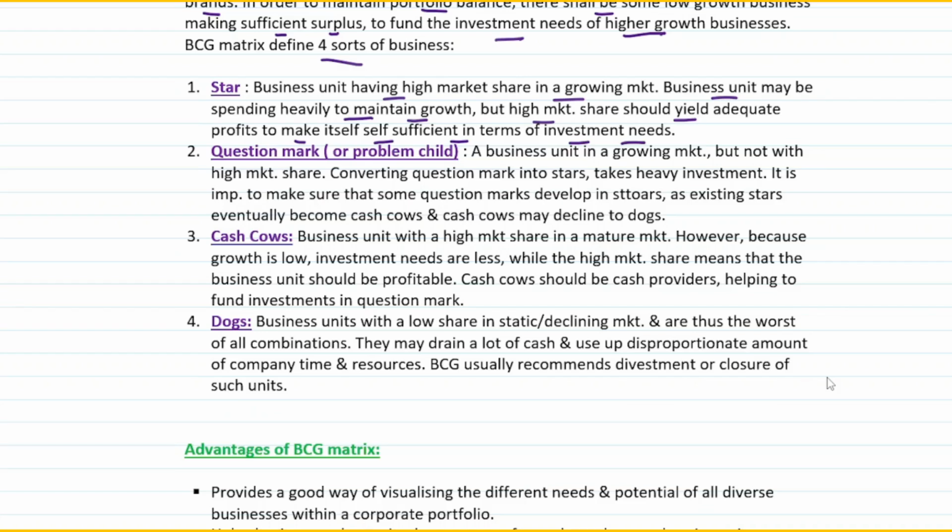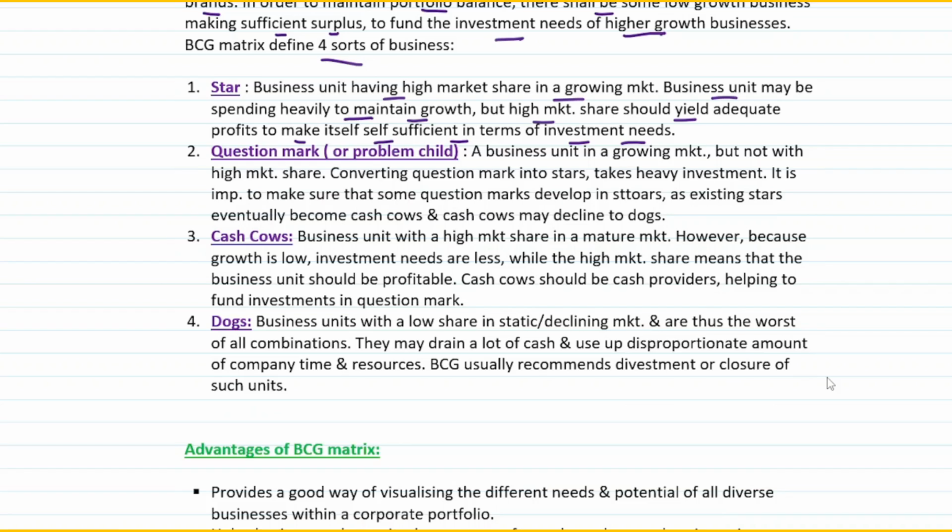That means the amount should not be borrowed from external factors. The star in itself should be capable of yielding adequate profits. Yielding means what? Giving you adequate profits for what? For making itself self-sufficient. That means they should be able to sustain themselves. They should not borrow funds from others. For what? For meeting their own investment needs. So that's what a star is all about.